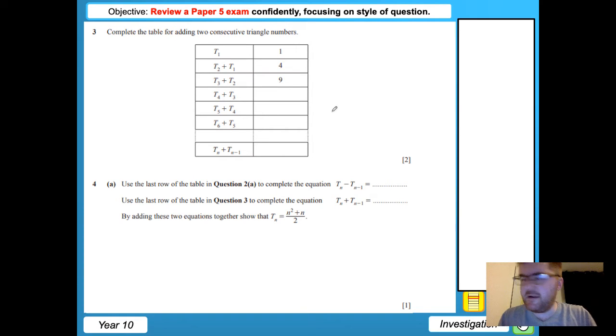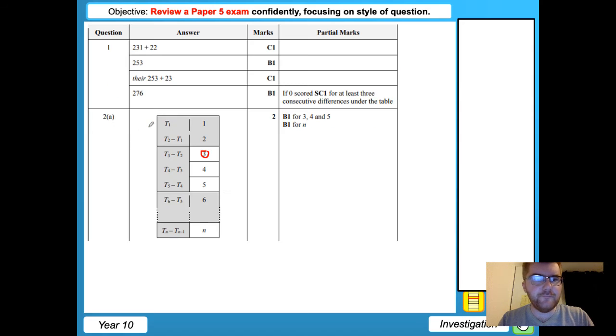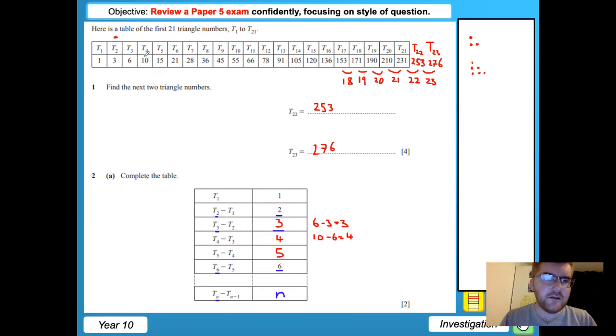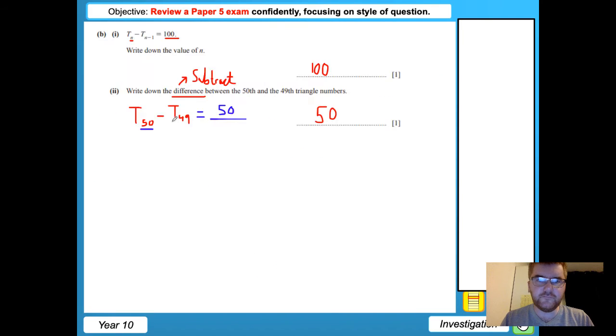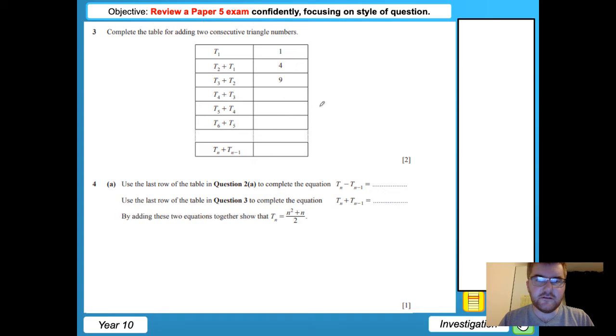So what I mean by that is you often have to go back and look at a different part of the question earlier. And often they'll put things in bold for you to think about going back. So if we do T4 plus T3, go all the way back, T4 is equal to 10 and T3 is equal to 6, so we need to add those together. Let me go back. So 10 plus 6 is equal to 16.